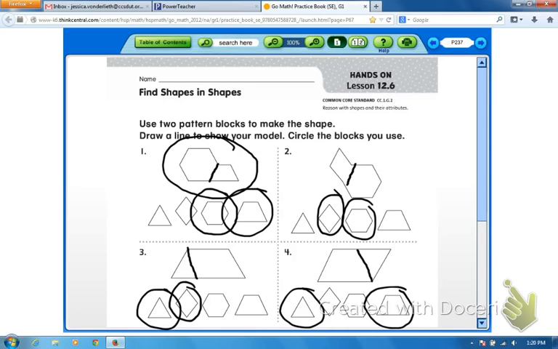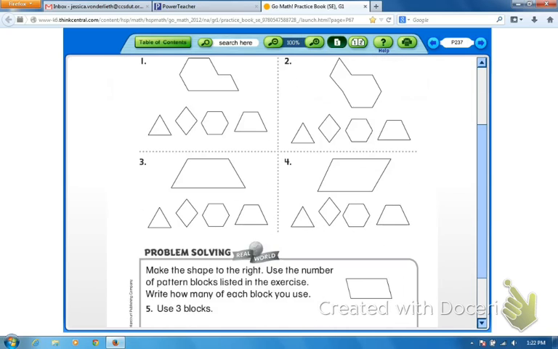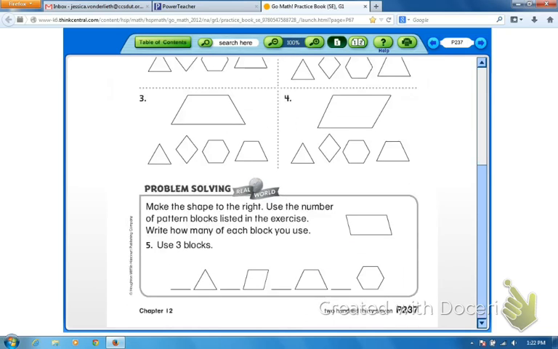At the bottom on the homework, it says, make the shape to the right. Use the number of pattern blocks listed in the exercise. Write how many of each block you used. So it says to use 3 blocks.